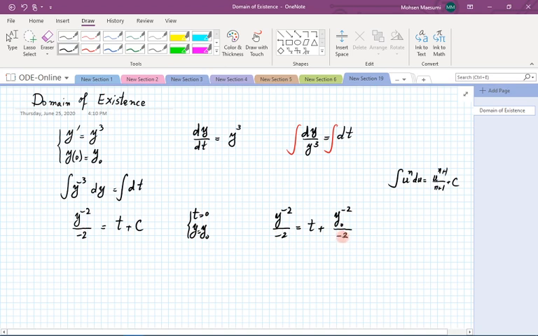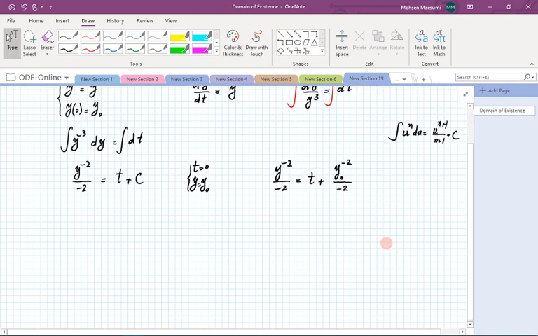Okay, remember last time I gave a little bit of warning how to handle the negative exponents. So we cannot flip these things individually. You have to take common denominator and carefully rearrange. So let's do that step by step. So I multiply by minus 2, so I'll have y to power of minus 2 is equal to minus 2t plus y0 to power of minus 2.